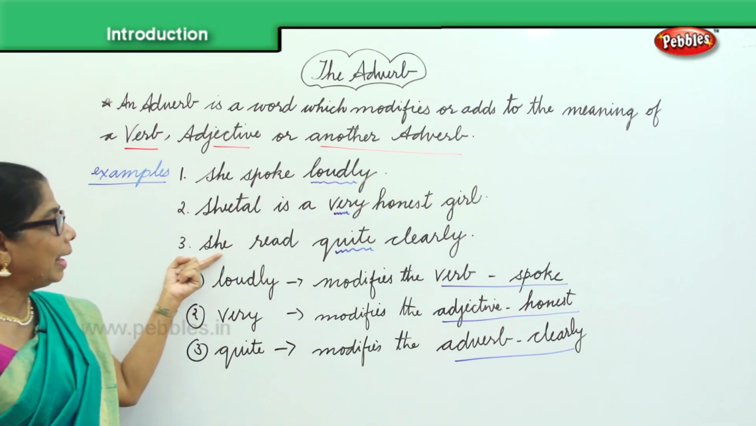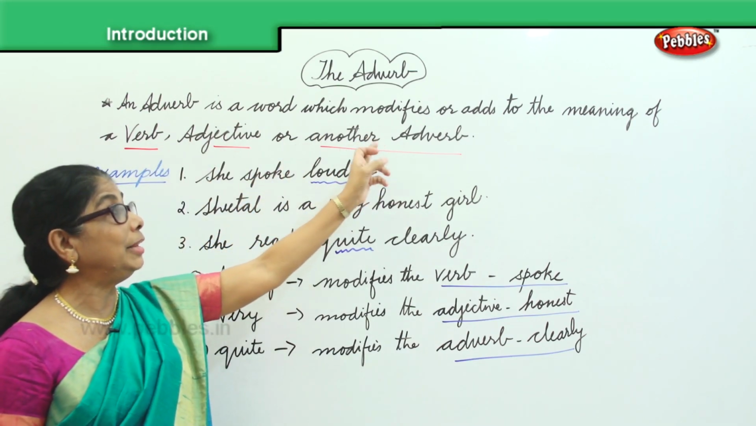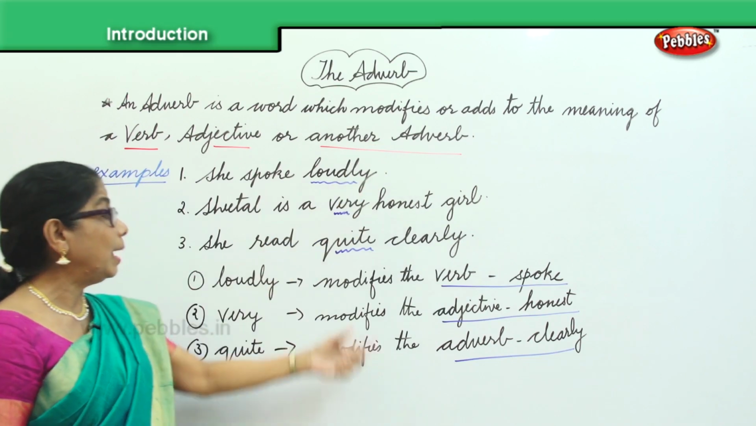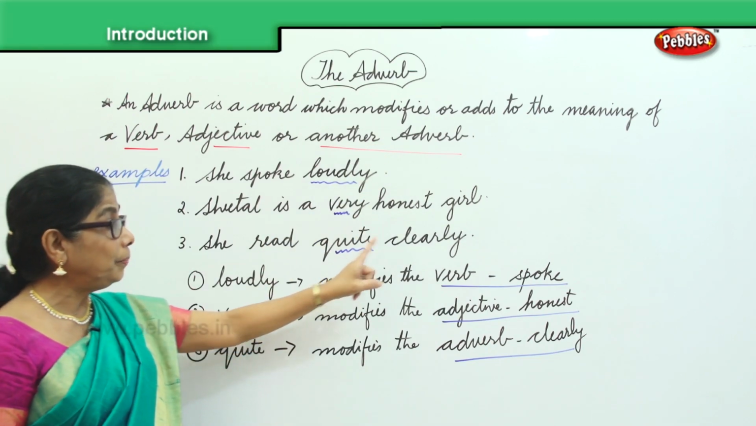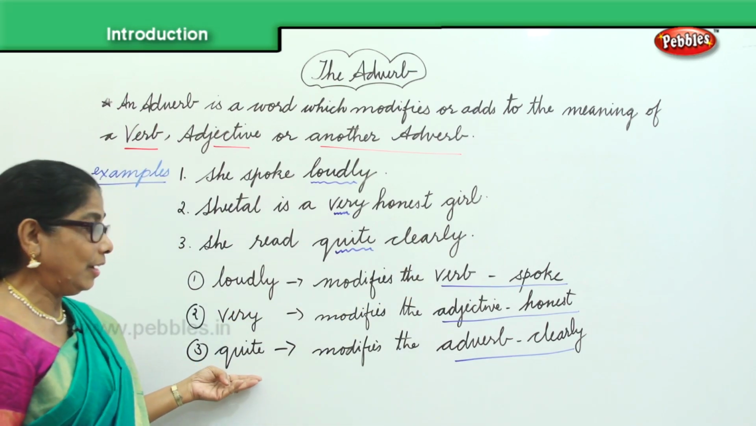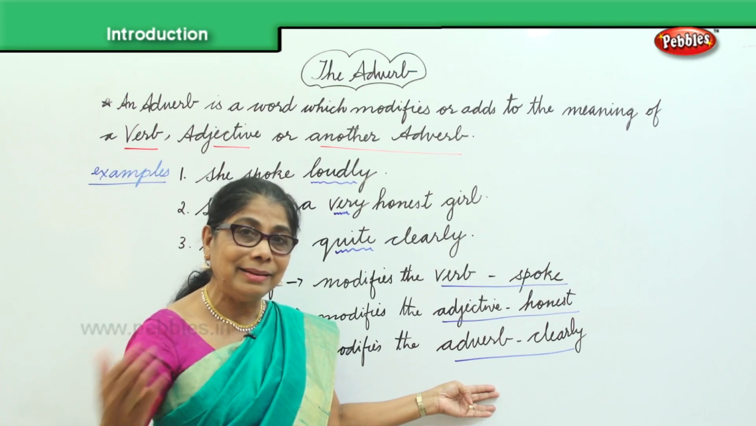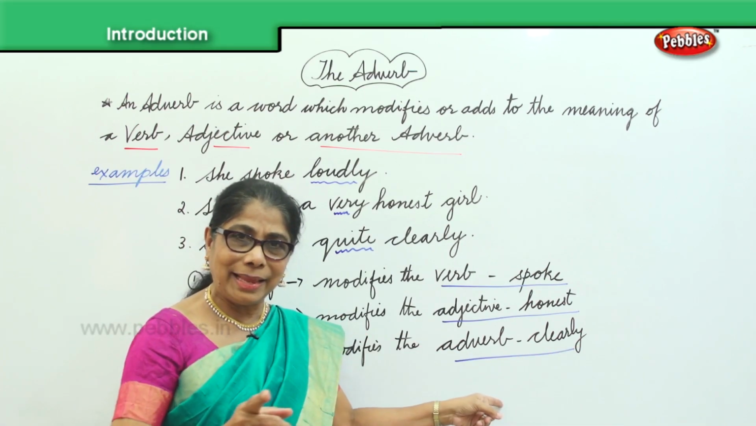What kind of girl? An honest girl. In the third, we have another sentence where an adverb modifies the meaning of another adverb. Here you have quiet as an adverb. Clearly is also an adverb. Therefore, the adverb quiet modifies the adverb clearly. So, we have adverbs there.